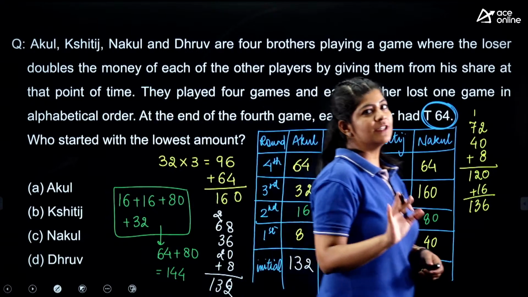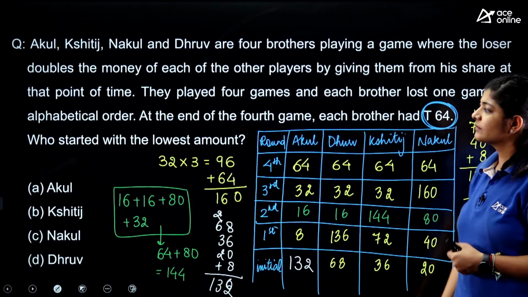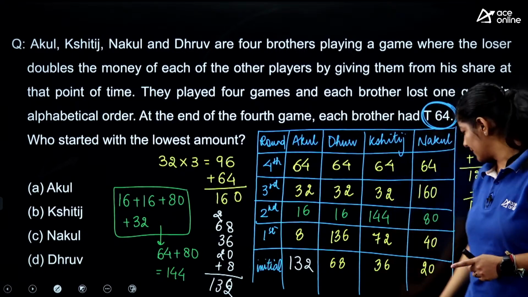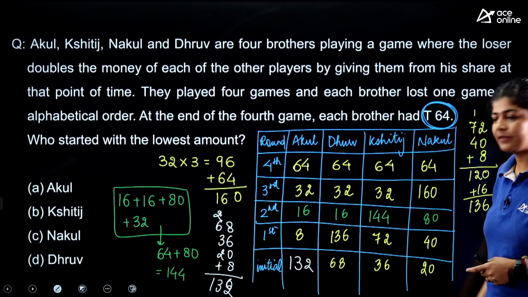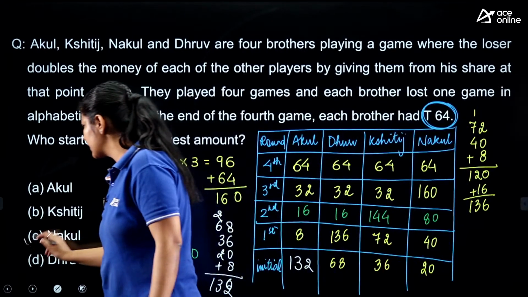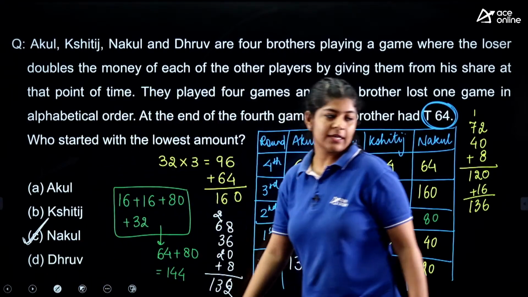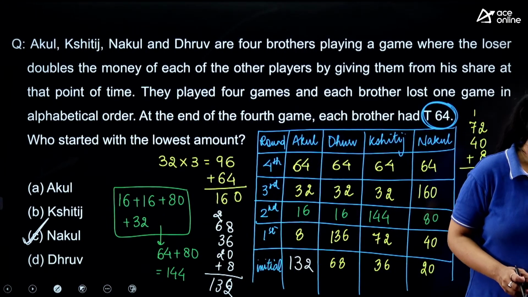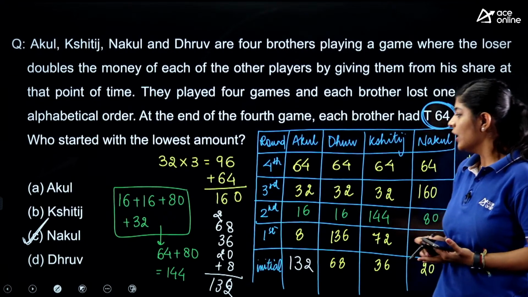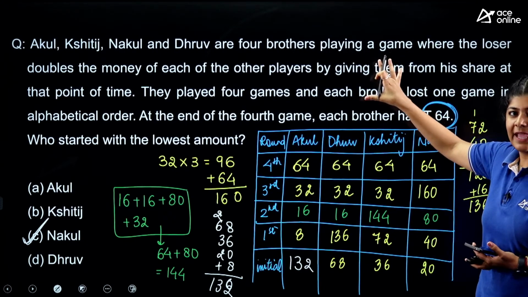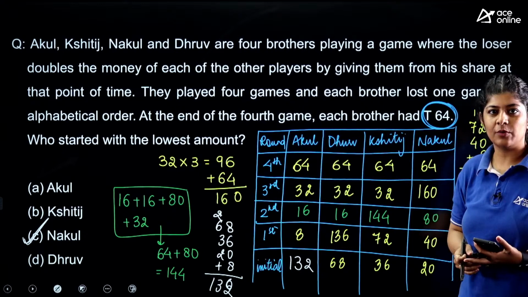So the first question is asking who started with the lowest amount? We can see that Nakul started with the lowest amount. So the correct option over here is option number C. Clear? So we just simply need to understand the language of the question and we are easily able to answer it, right?